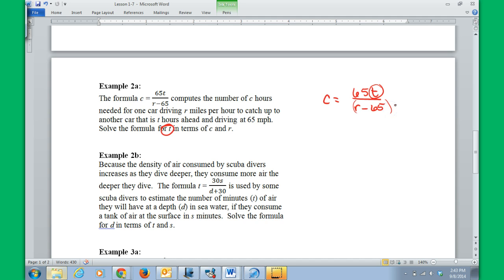So if I need to get that out of the denominator, I'm going to multiply both sides by r minus 65. Okay, so this will cancel. And then I will have r minus 65 times c equals 65t. To get t by itself, I'm going to divide both sides by 65. So then t is by itself there.